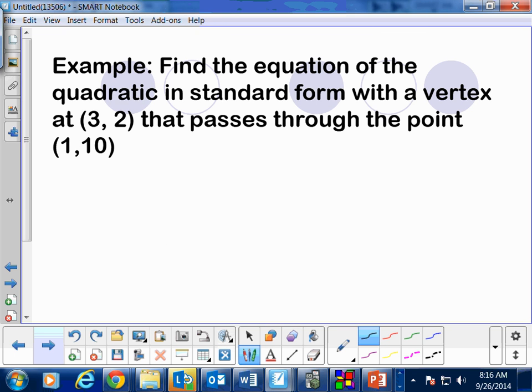Now, let's go ahead and first of all write the vertex form. So, for example, find the equation of the quadratic in standard form with the vertex 3, 2 passes through the point. So the first thing is we're going to go ahead and write this in vertex form. So I now have a x. Actually, you know what? I should use a different color. Too much black ink, so you won't be able to tell the difference as well. Right here. F of x. So we go to a times x minus 3 squared plus 2.